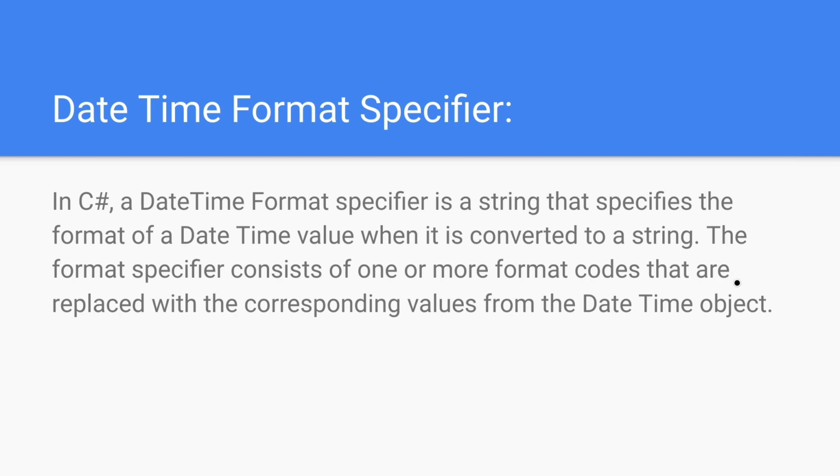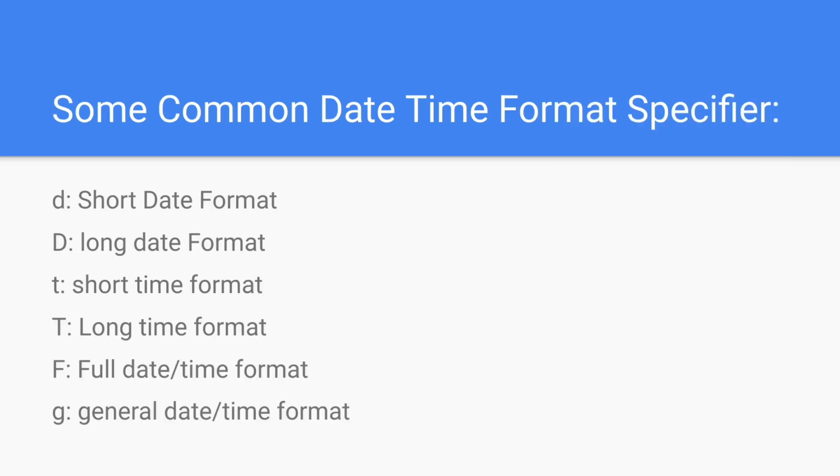We'll go through what objects are in further videos, but for now you can take them as custom data types, right? Some common date-time format specifiers are capital D, small d, small t, capital T, capital F, and G. These are for short date format, long date format, short time format, long time format, full date or time format, and general date or time format.